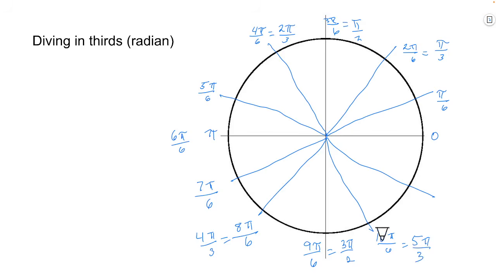Okay, so that connection. 10 pi over 6, one more 6 would be 11 pi over 6. That doesn't reduce. One more pi gives us 12 pi over 6. 12 divided by 6, there's our 2 pi. Okay, so that's a way of thinking of the radian measures.